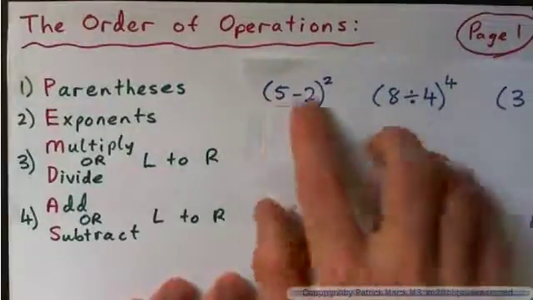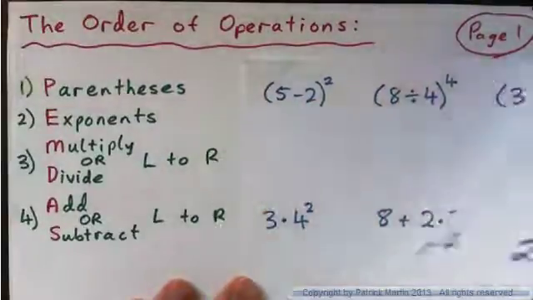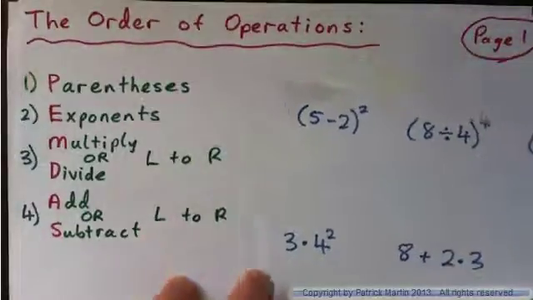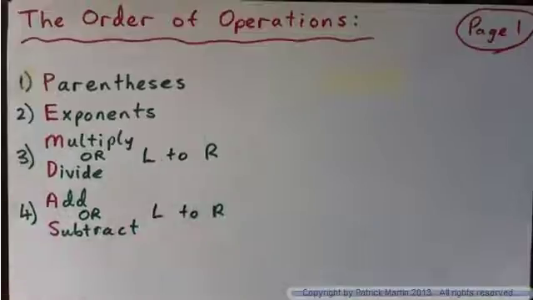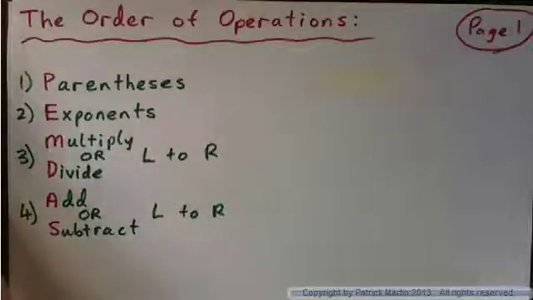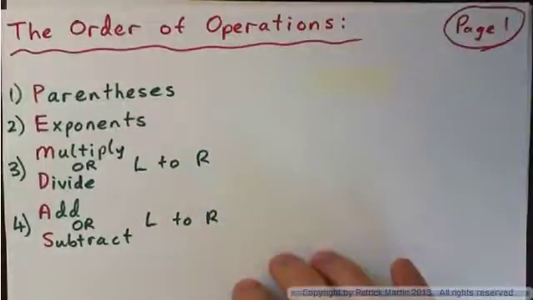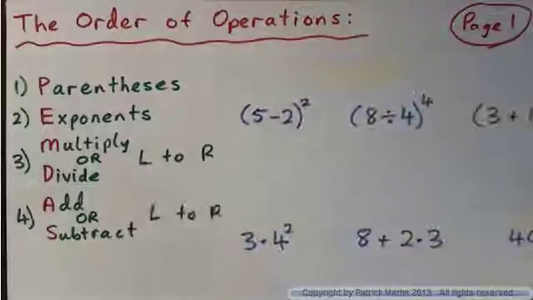If you have 5 minus 2 all squared, and I guess you might want to keep your rules here on a separate piece of paper so that you can use it throughout the course whenever you need it. Okay, so if we go to page 2, we'll do these examples.